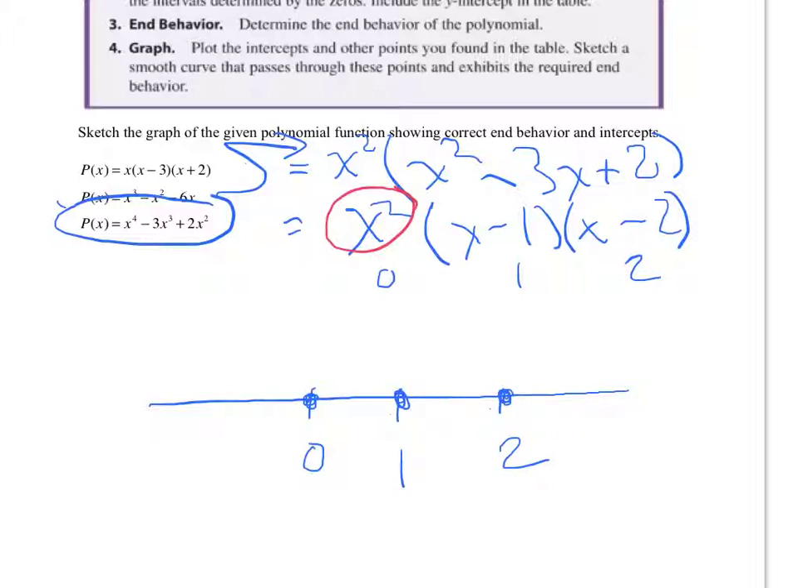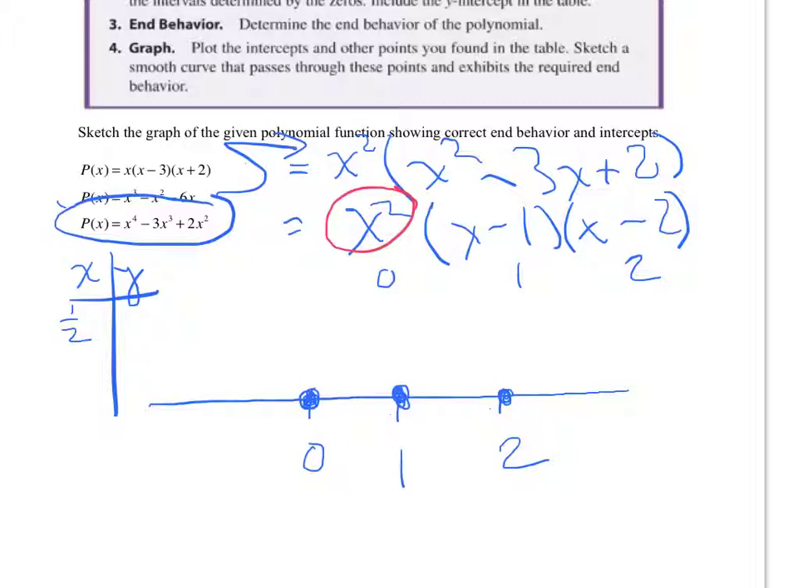Okay, so now we want to do test points. So we want to pick numbers between our zeros. So we're going to have at least two numbers, and we already know the x-intercept because the graph goes through 0, 0. So we're good with the x-intercept. So let's pick some numbers that are between our zeros. So between 0 and 1, we'll pick 1/2.